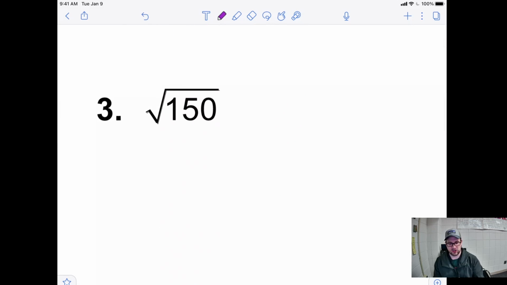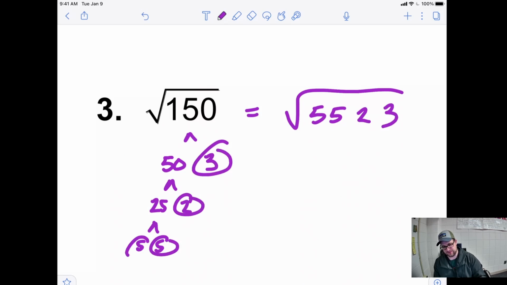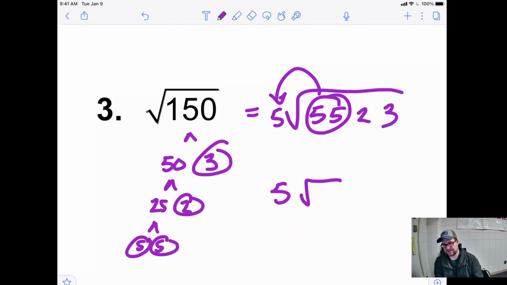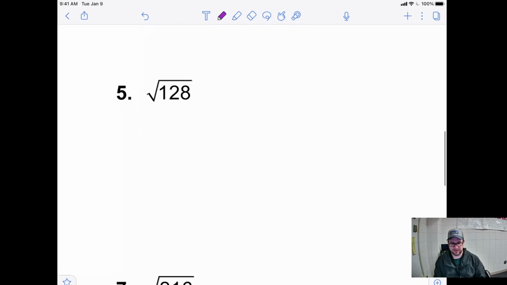This one is 150. 150 is 50 times 3. 50 is 25 times 2, 25 is 5 times 5. So I can rewrite the square root of 150 as 5, 5, 2, 3, again taking each of the prime factors that multiply to be it. Do your 2-for-1 special, pull it out, and you're going to have 5. Now inside you notice you have two numbers left here. That's not 23, that's 2 times 3, which is a 6. We're done. Nice job.